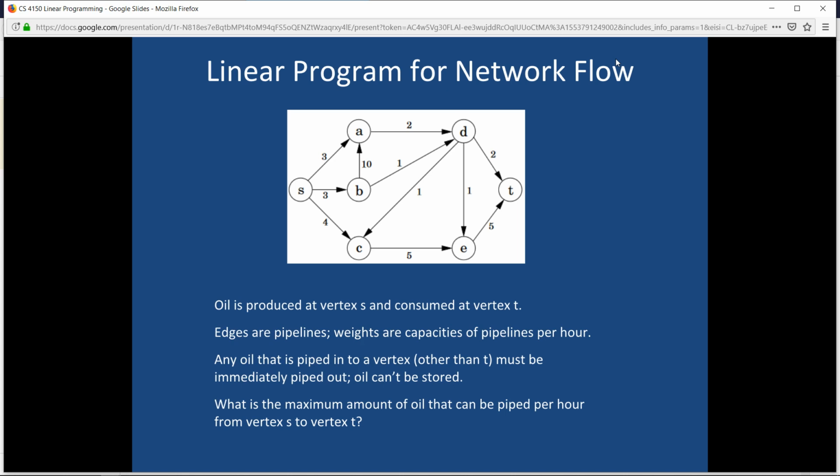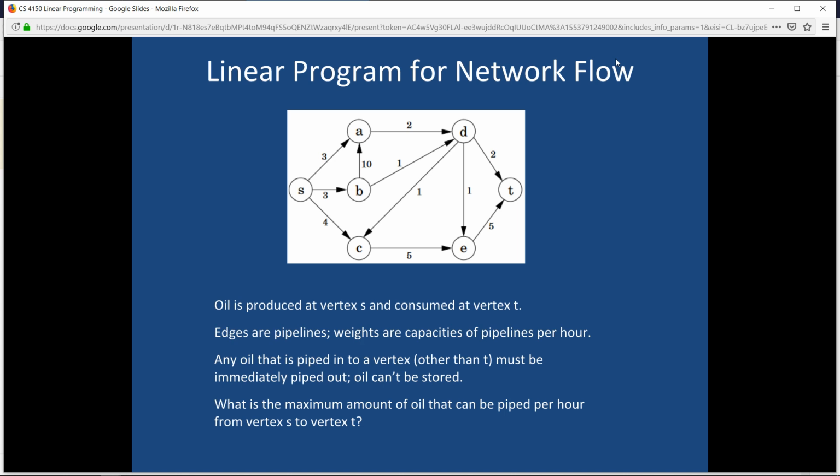How do you express a constraint that, say, the oil into vertex A has to equal the oil out of vertex A? How can we write a constraint that says oil in has to equal oil out? Yeah. SA plus BA equals AD. Exactly. So you can have equalities as well, which are the intersection of two inequalities. So SA plus BA has to equal AD. Oil in must equal oil out. It can't be less, can't be more.